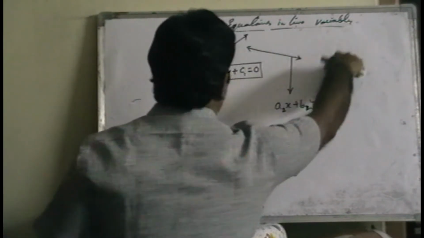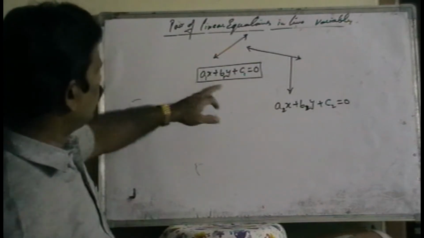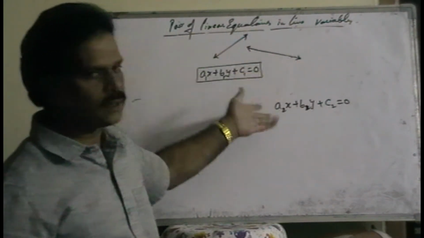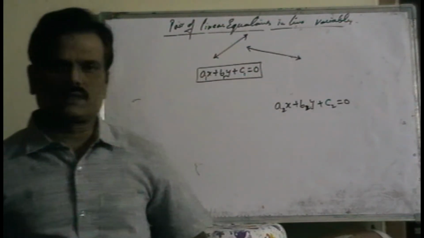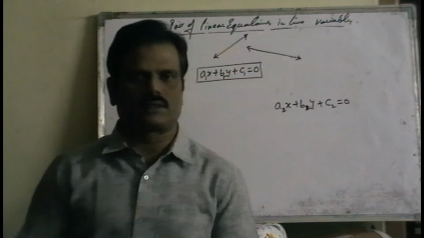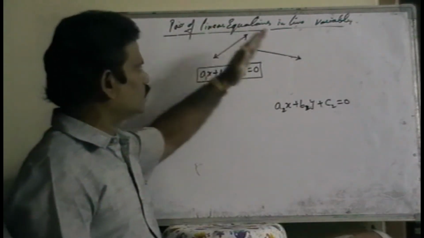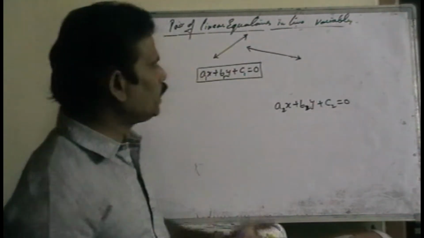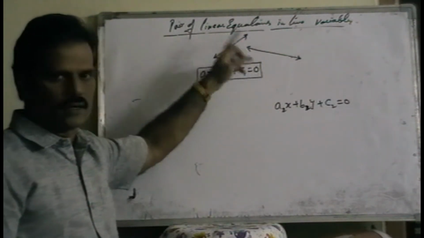Next one, here two lines are there, but both are linear equations only. Both are straight lines, and a straight line is nothing but a linear equation. Here two linear equations are there, two lines. Now geometrically, generally, how many types of lines are there if two lines are given?